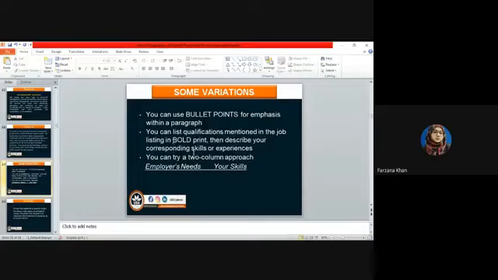So you can try a two-column approach. It means in one sentence you can mention the employer's need, and then you can mention your skill: here is your requirement, and I have this skill which is mentioned in my resume. This skill may meet your requirement. Basically your purpose is to convince your reader, so you can adopt these strategies to convince your reader.